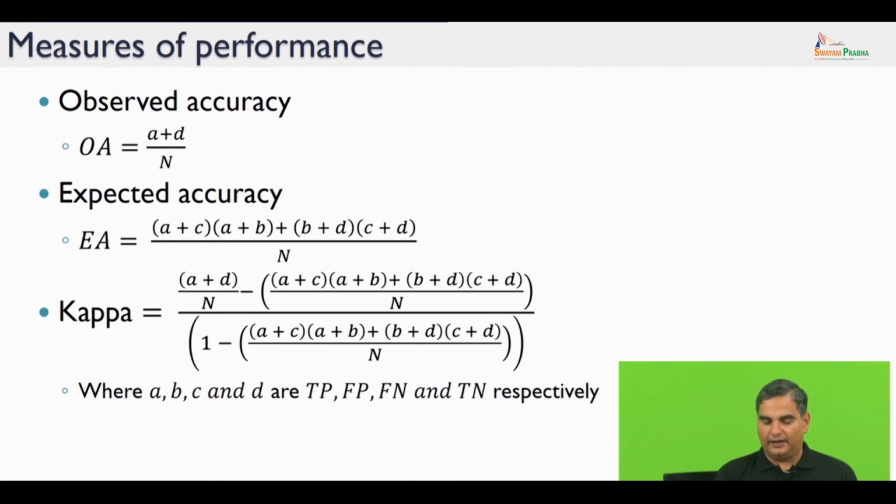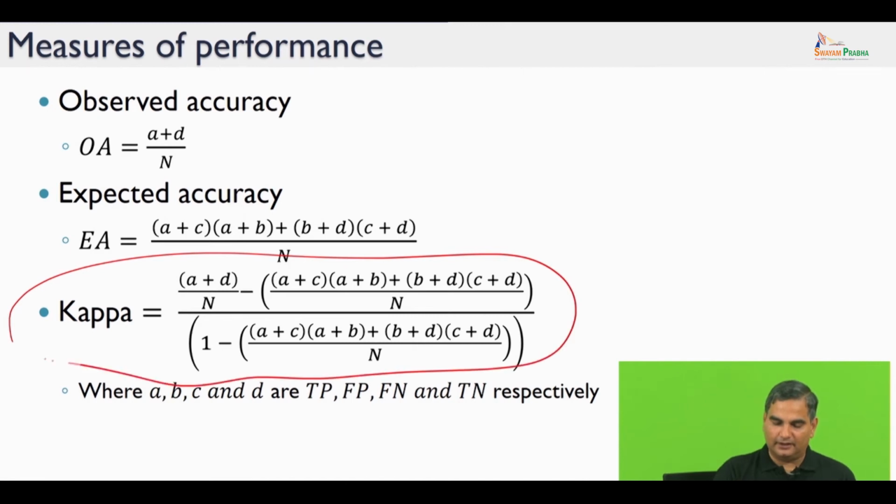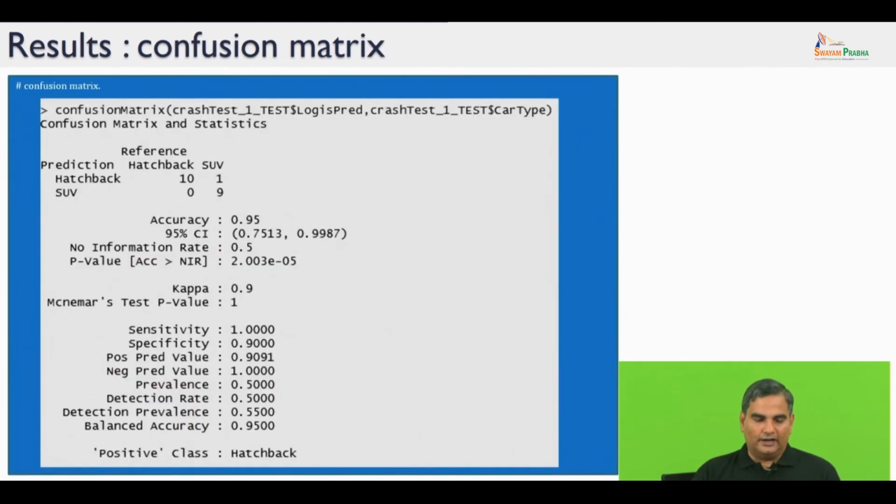So, if I have A, B, C, D defined as true positive, false positive, false negative, true negative, then the calculation for kappa is this. You do not have to do this calculation, this comes out of the code, but just so that you know what these numbers are. Let us go back to the same example that we had and look at these numbers for this example.